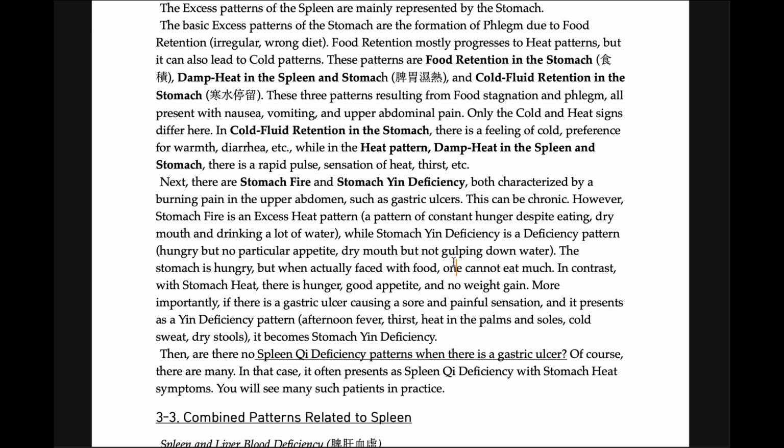More importantly, if there is a gastric ulcer causing a sore and painful sensation, and it presents as a yin deficiency pattern, with afternoon fever, thirst, heat in the palms and soles, night sweats, dry stools, it becomes stomach yin deficiency. Then, are there no spleen qi deficiency patterns when there is a gastric ulcer? Of course there are many. In that case, it often presents as spleen qi deficiency with stomach heat symptoms. You will see many such patients in practice.